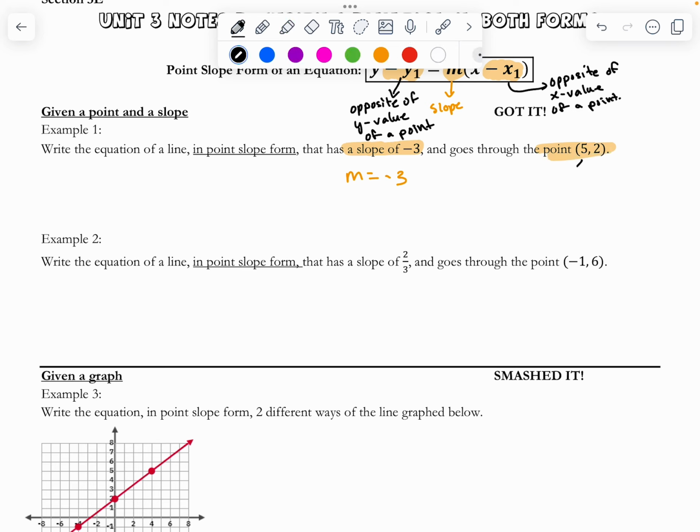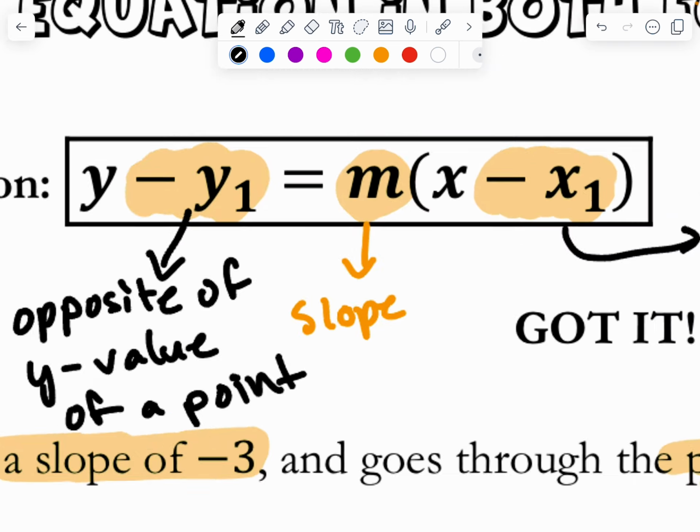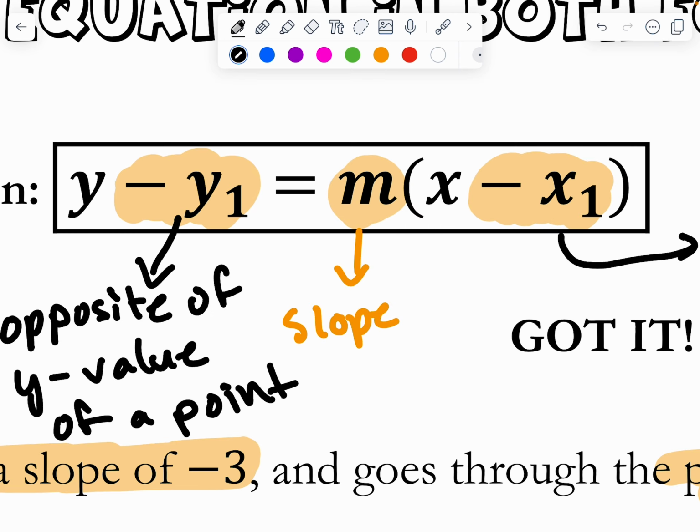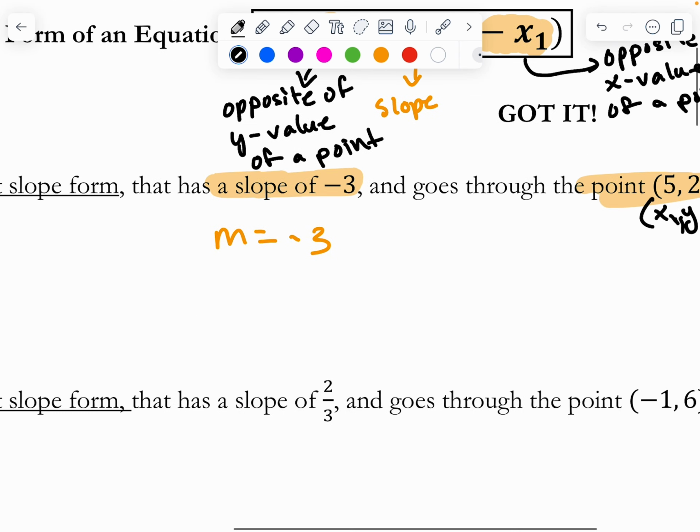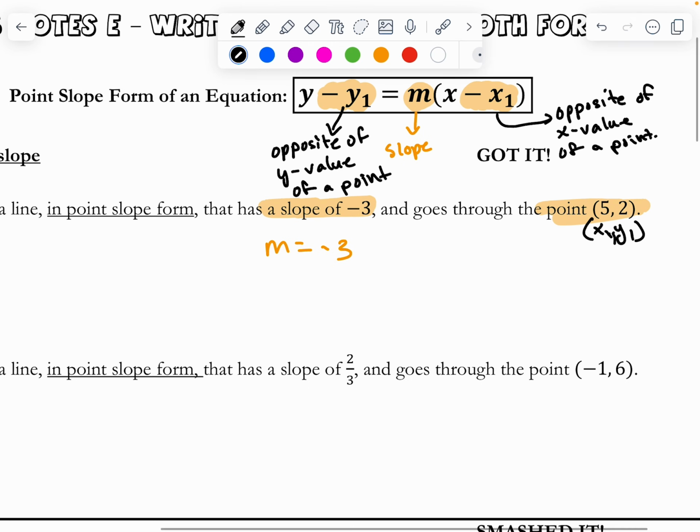So this is my x1, this is my y1. There should be a comma in between there. So both positive. Again, what you're going to see in here is just going to be the opposite of the numbers that you see. So let's go ahead and write our equation. We're going to start off with y minus my y1. My y1 is 2, so I should have just -2 here, the opposite of the +2. My slope is -3, so I'm going to write that in here.